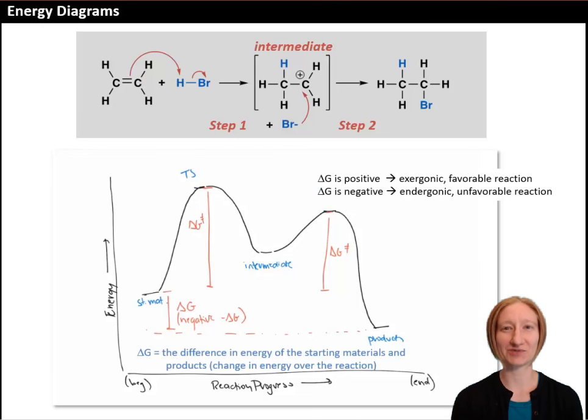The difference in energy between the starting materials and the transition state is delta G double dagger. This is the activation energy, and this value tells us how fast a reaction will proceed. A smaller activation barrier will lead to a faster reaction.